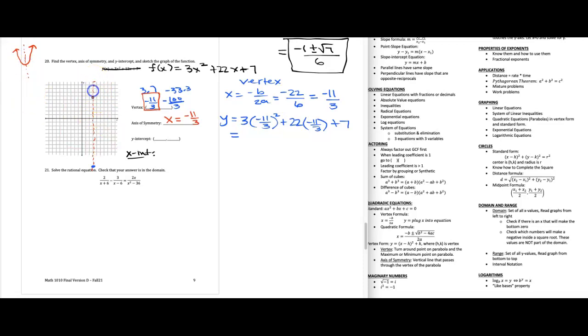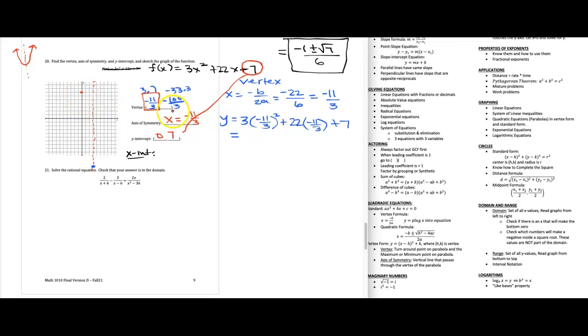Right now, our y-intercept is nice. Some of you on the last exam were making this much harder than you had to. When it is written in standard form, the constant is your y-intercept. So that is going to be 0, 7. Over 0, up 7.